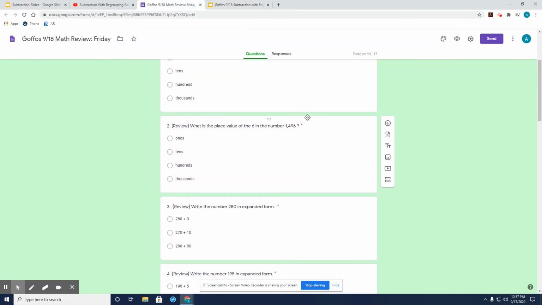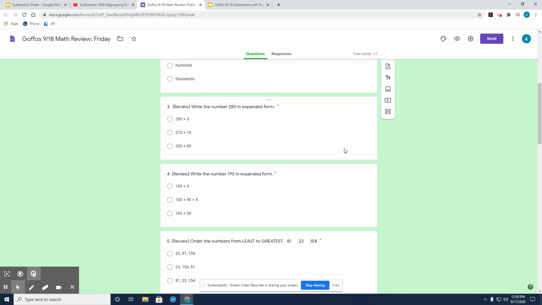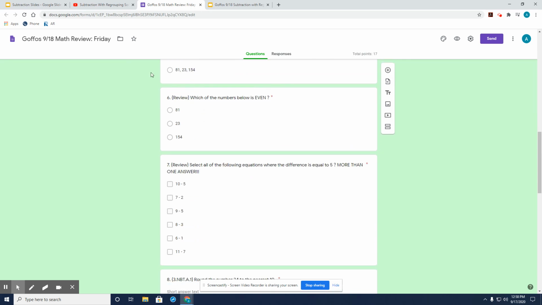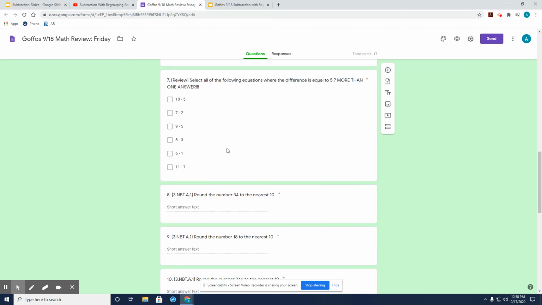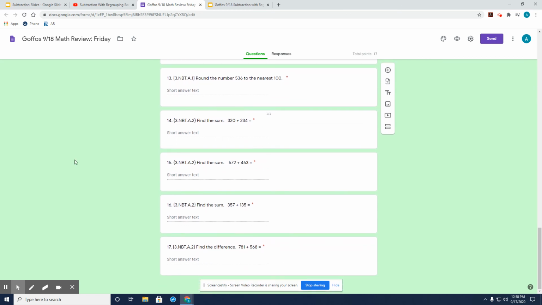Expanded form, place value. We went over all that a couple weeks ago. Least to greatest, please don't let that trip you up. Even number. I know you talked a lot about that in second grade. More than one answer, so I should see more than one check mark here. And then rounding, practicing rounding, and then practicing adding down here. So again, take your time.